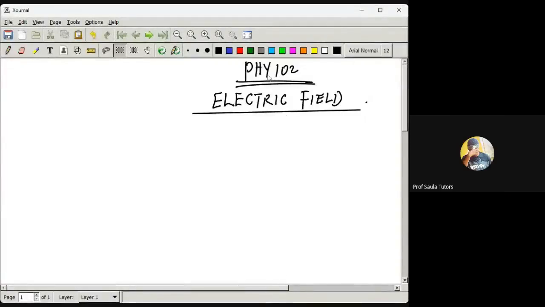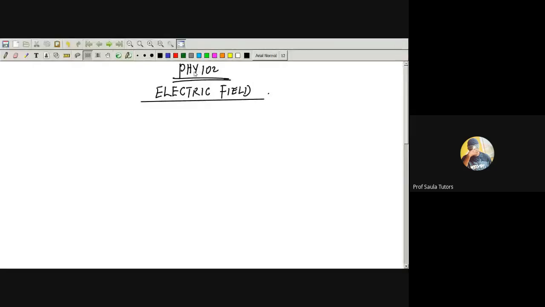So let's go. In the previous class, we discussed electrostatics, where we discussed methods of charging. We also discussed Coulomb's law and how to apply Coulomb's law. Good. So today, what we're looking at is electric field.